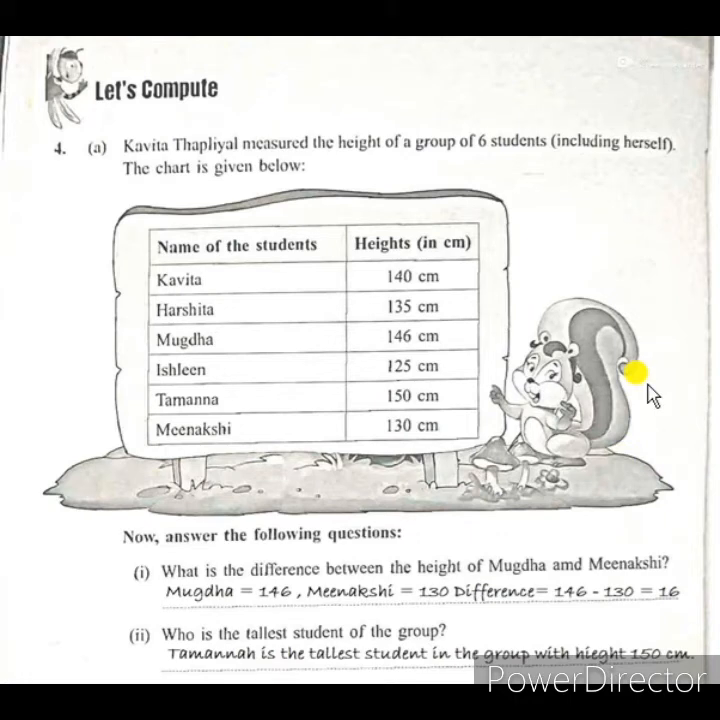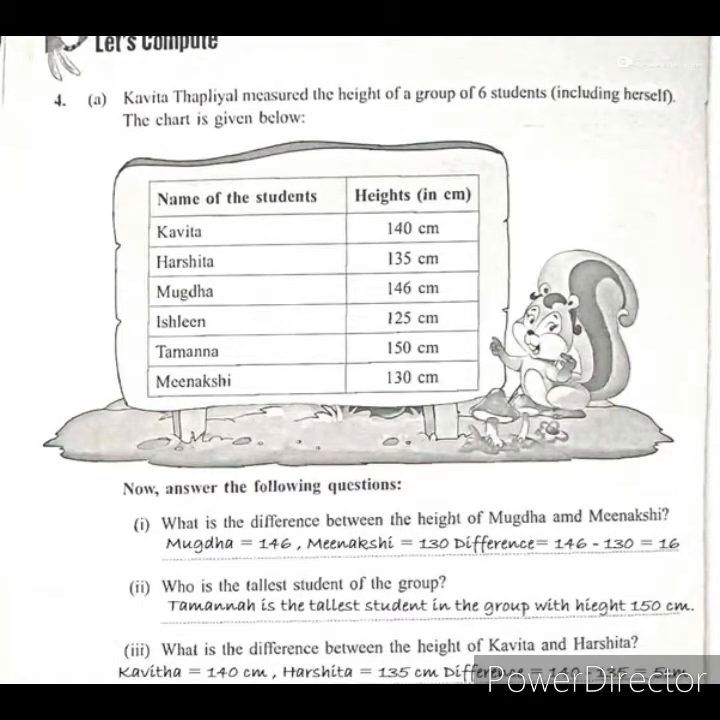Now a few questions are asked related to this chart. Answer the following questions after observing this chart. First question: what is the difference between the height of Mugdha and Meenakshi? First find the height of Mugdha, then find the height of Meenakshi, then find out whose height is greater and whose is shorter. Observe this chart carefully. Mugdha's height is 146 centimeter and Meenakshi's height is 130 centimeter.